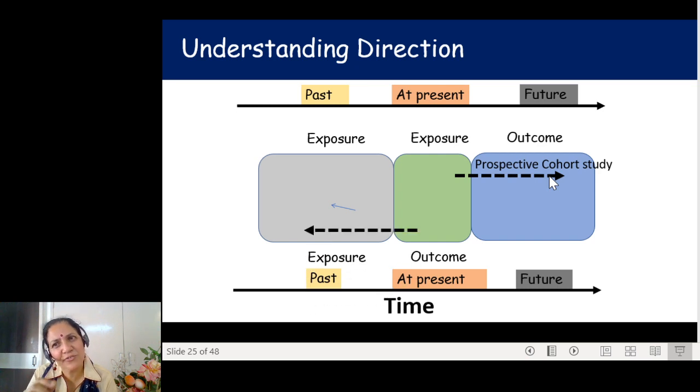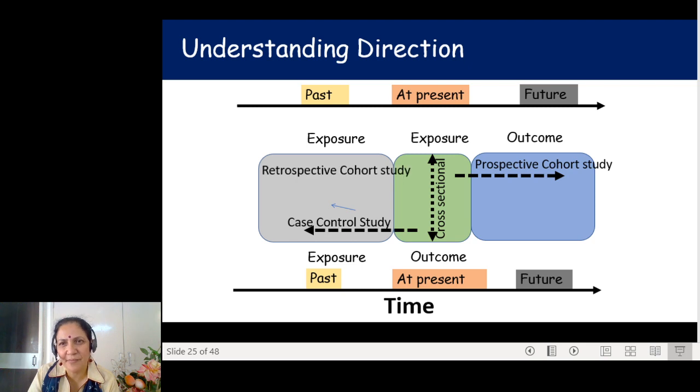If the outcome has already occurred, that means the person may be diseased or non-diseased. So if it has occurred, we go back in time and try to elicit information related to the exposure. In that case, it is a case control study. If both the exposure and the outcome have occurred at the same time, that means at the present, then it is a cross-sectional study. Sometimes we do have retrospective cohort studies.